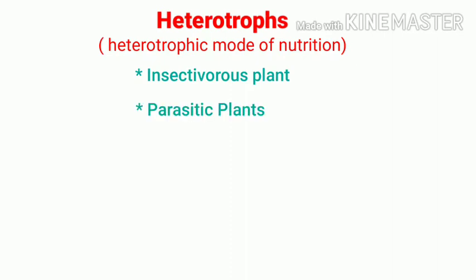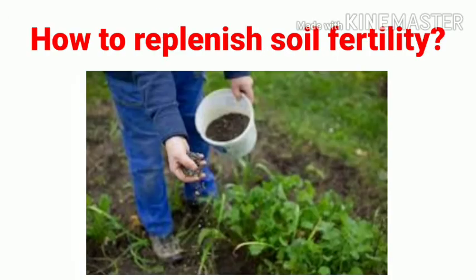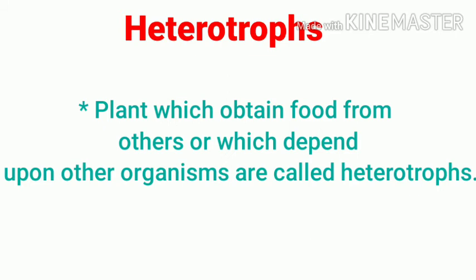That is, one is insectivorous plants, next parasitic, then we will see saprophytic, next symbiosis, and the last topic of this chapter is how to replenish the soil. Okay, now we are going to see about heterotrophs, where hetero means others, trophs means nutrition. Plants which obtain nutrition from other sources are called heterotrophs.